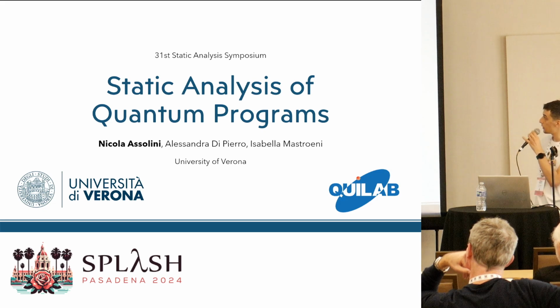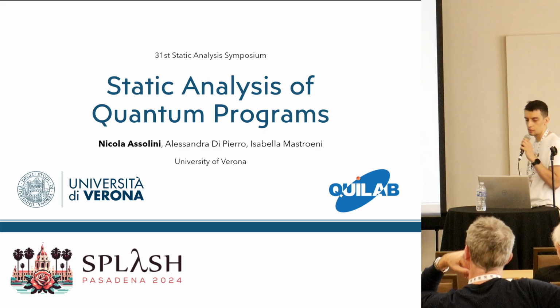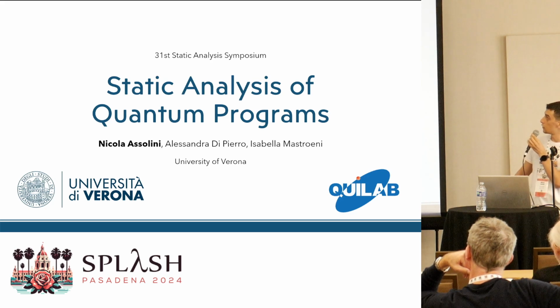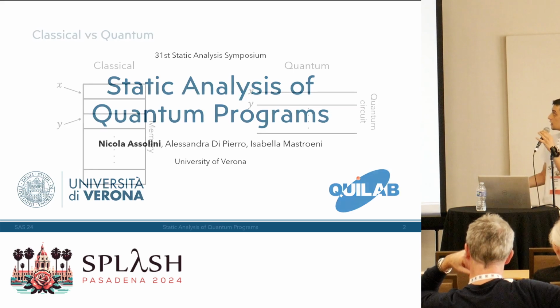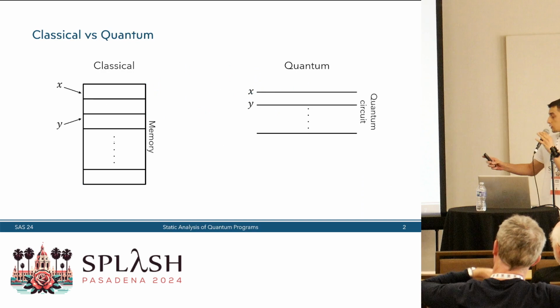Okay, hi to everybody, and I'm Nicola Assolini. In this talk, we'll talk about how we can use some static analysis, in particular some data flow analysis, to solve some problems that are specific to quantum programming and programs with quantum variables, basically. So let's start from the beginning.